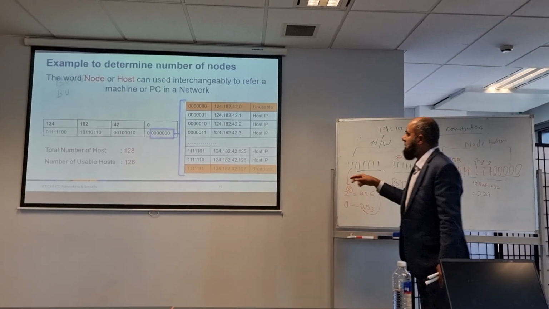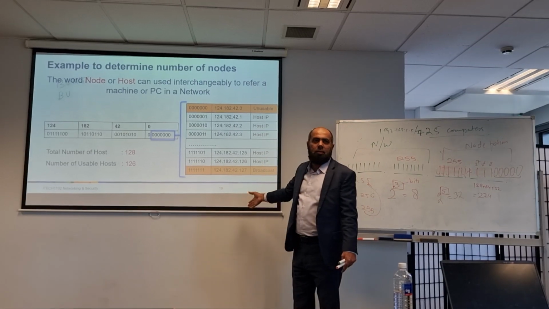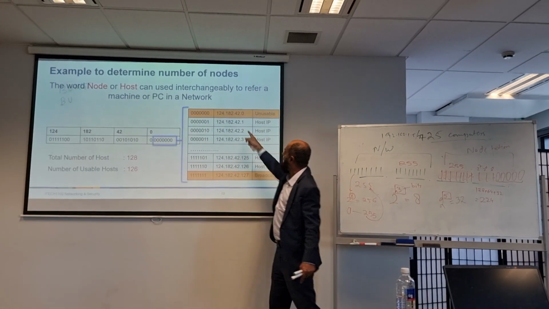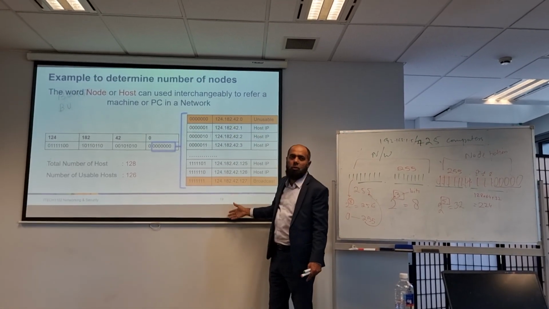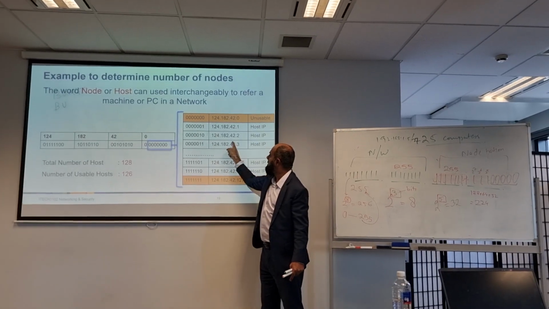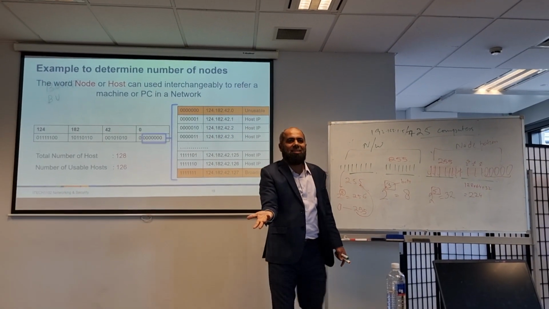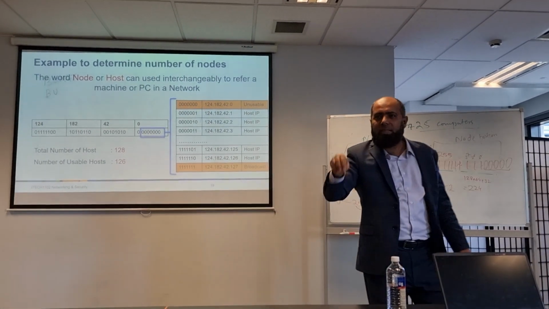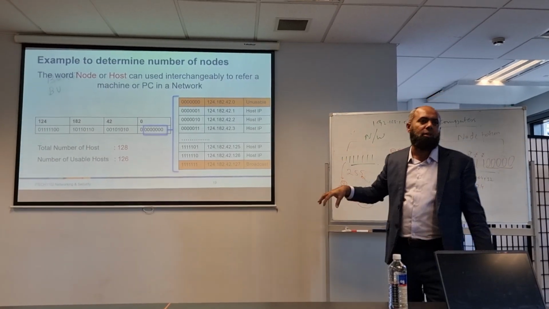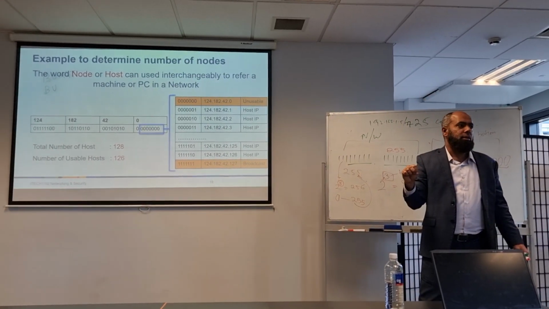And once you make this table, you can easily figure it out from here as well. What is common in all of them? These 3. Which means that's the network ID. That's the same folder. You are in the same folder, just changing the files in it, for 128 files.